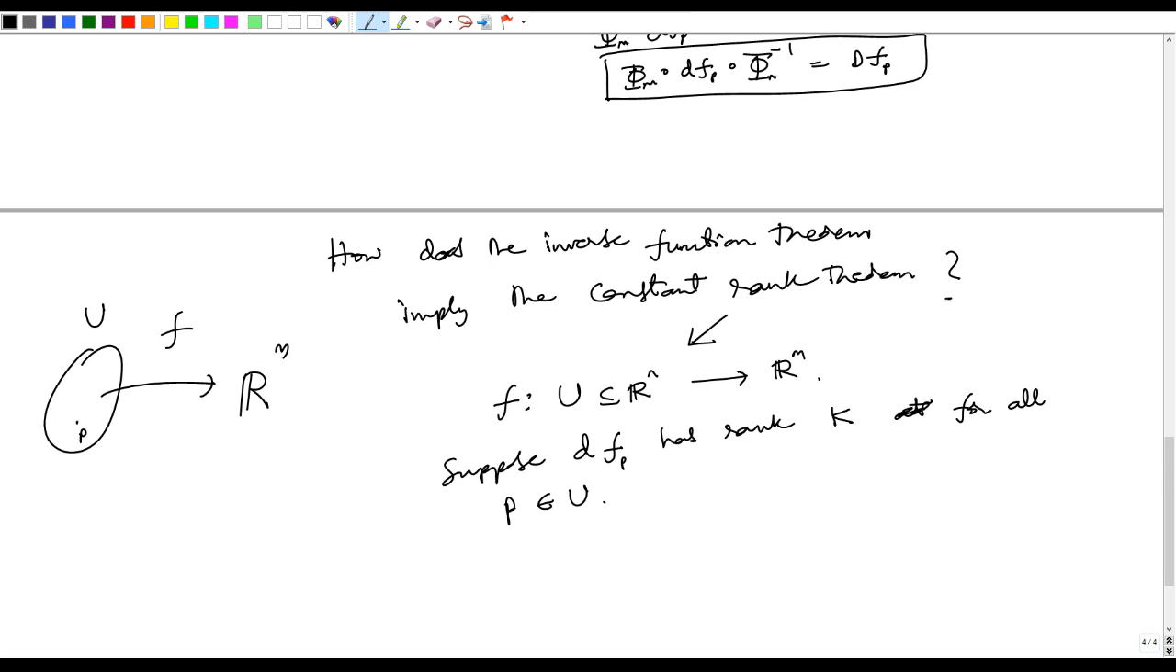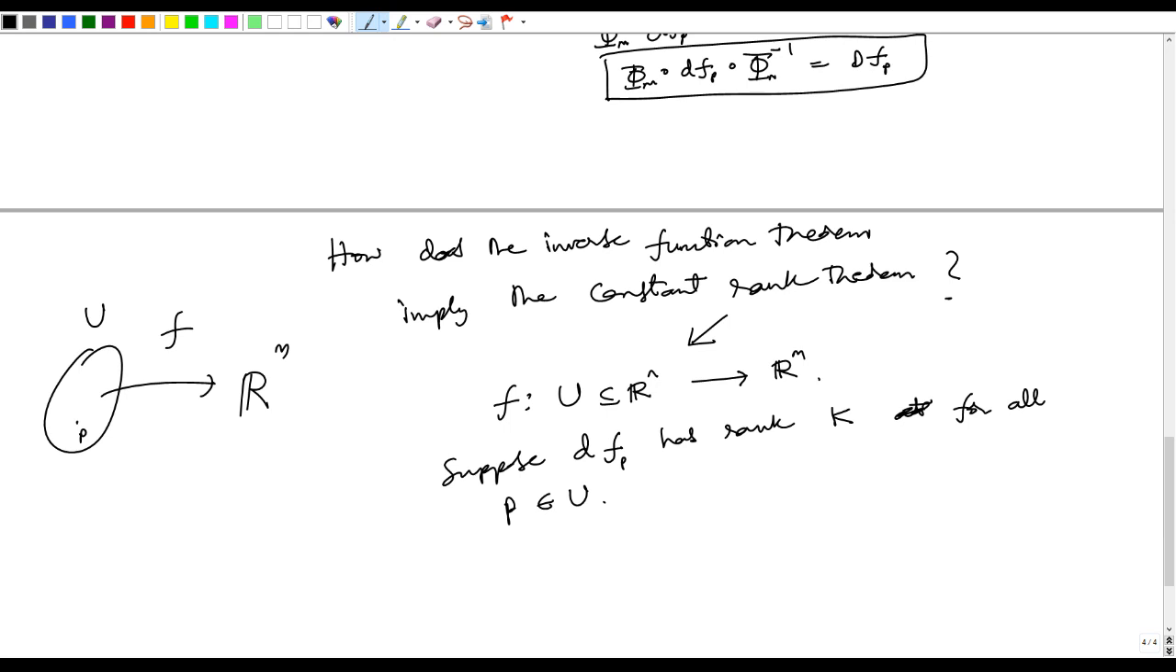Now, before I begin, I should mention that I'm talking about the constant rank theorem in the context of open sets in Rn. Once we have this, it's an easy matter to generalize this to manifolds, but the Euclidean space constant rank theorem is the main thing. So let me just explain this.